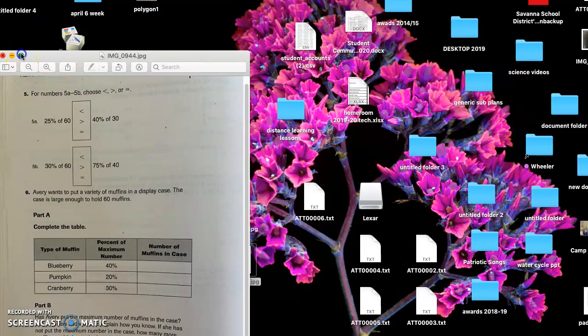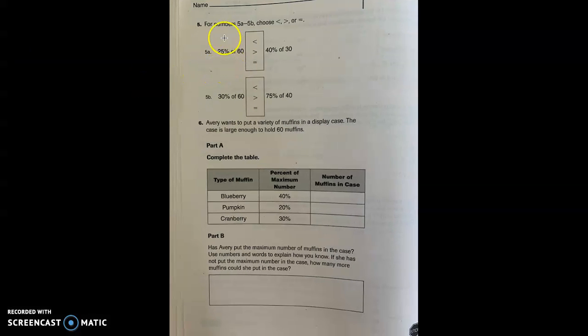Okay, so for question number 5, you're going to change this to a decimal, so 0.25 times 60 in your spiral notebook. On this side, change this to a decimal, so you're going to have 0.40 times 30. Once you have multiplied those out, you can compare. Same thing here. Change it to a decimal and multiply because of means times. Change this to a decimal and multiply because of means times, and then you can compare them.